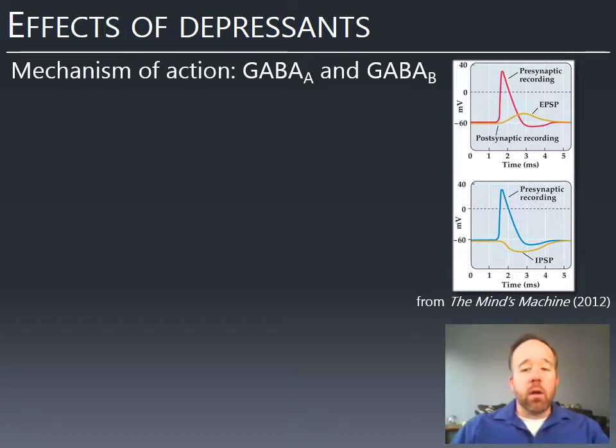If we're recording from the presynaptic neuron, we see an action potential come down to the end of the axon terminal, and then in the postsynaptic neuron, we see a depolarization.